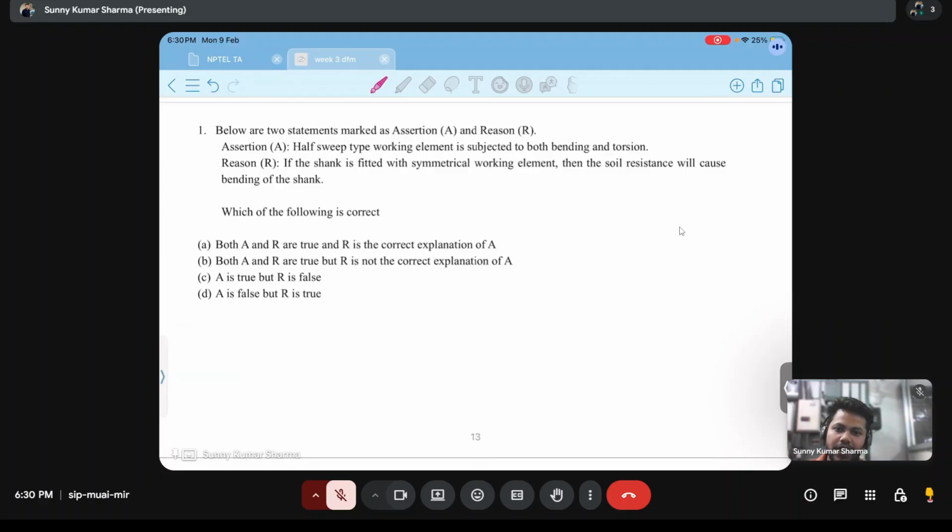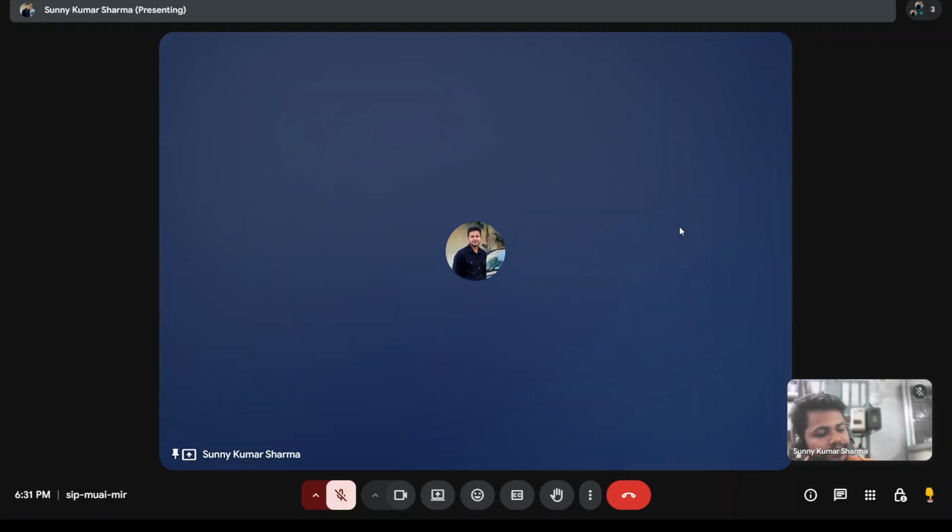So we have just discussed that half sweep type working element is subjected to both bending and torsion because it is unsymmetrical, and we also discussed that symmetrical working element is subjected to bending only, and non-symmetrical is subjected to both torsion and bending. So the reason, if the shank is fitted with symmetrical working element then soil resistance will cause bending of the shank, is true, but half sweep type is not symmetrical, but the assertion is also correct. So reason and assertion both are correct, but the reason is not correctly explaining the assertion. So the answer will be: both assertion and reason are true, but reason is not the correct explanation of A.